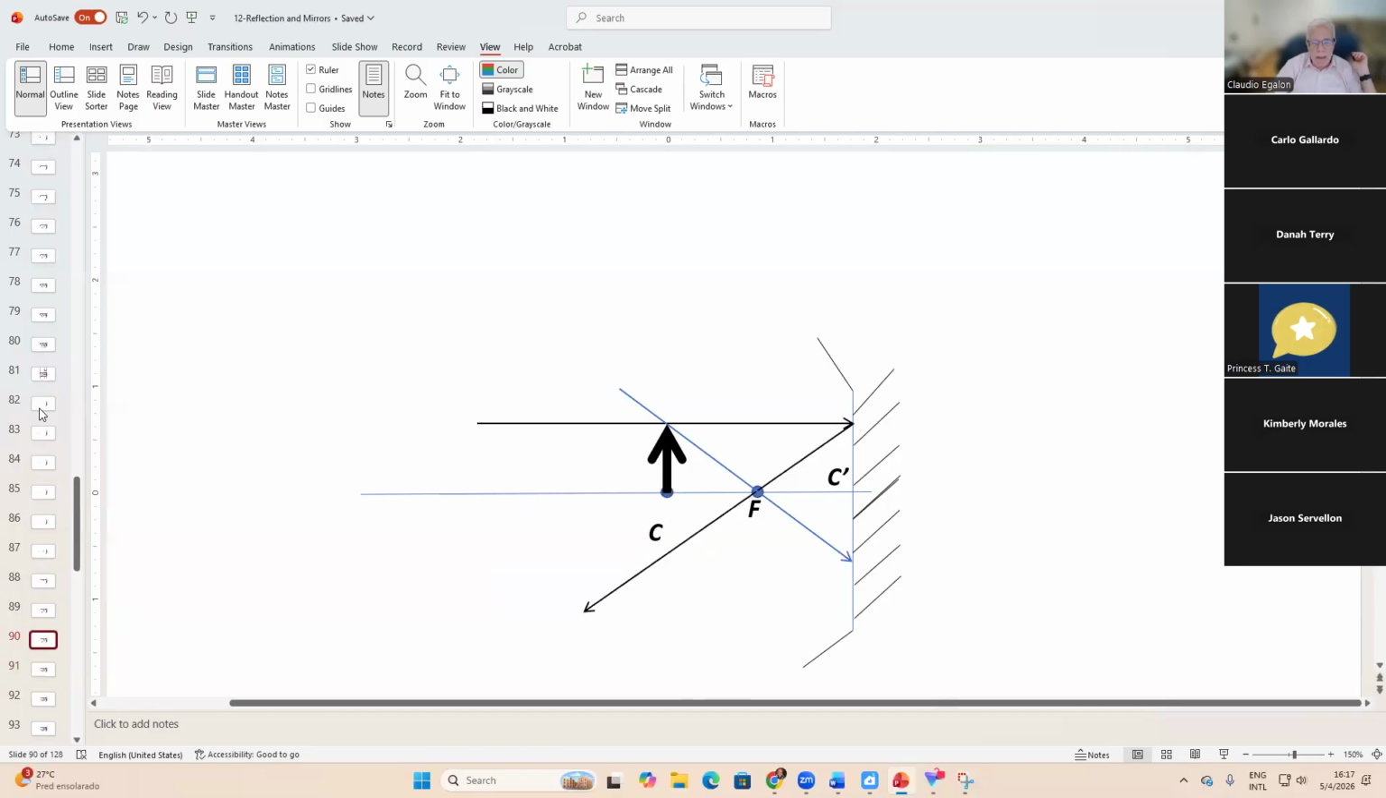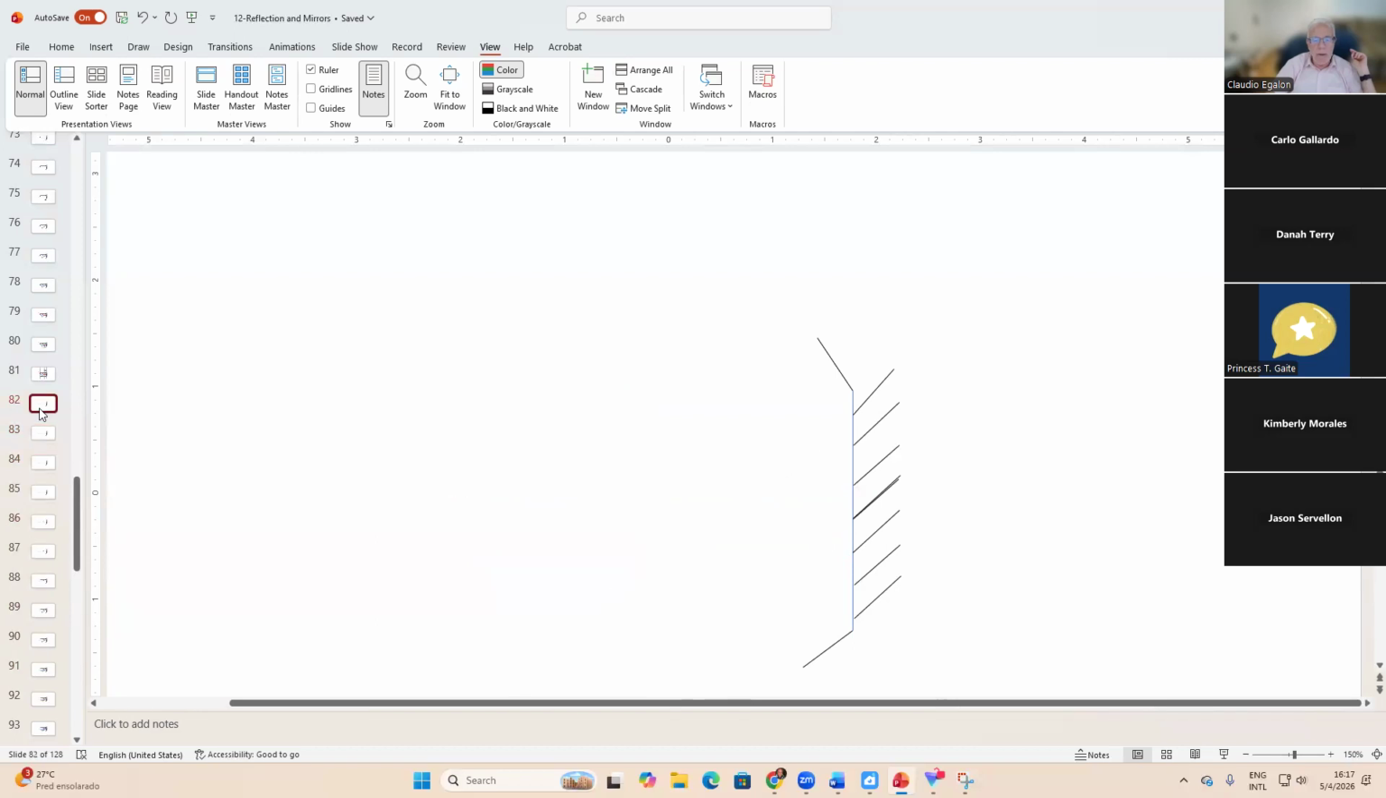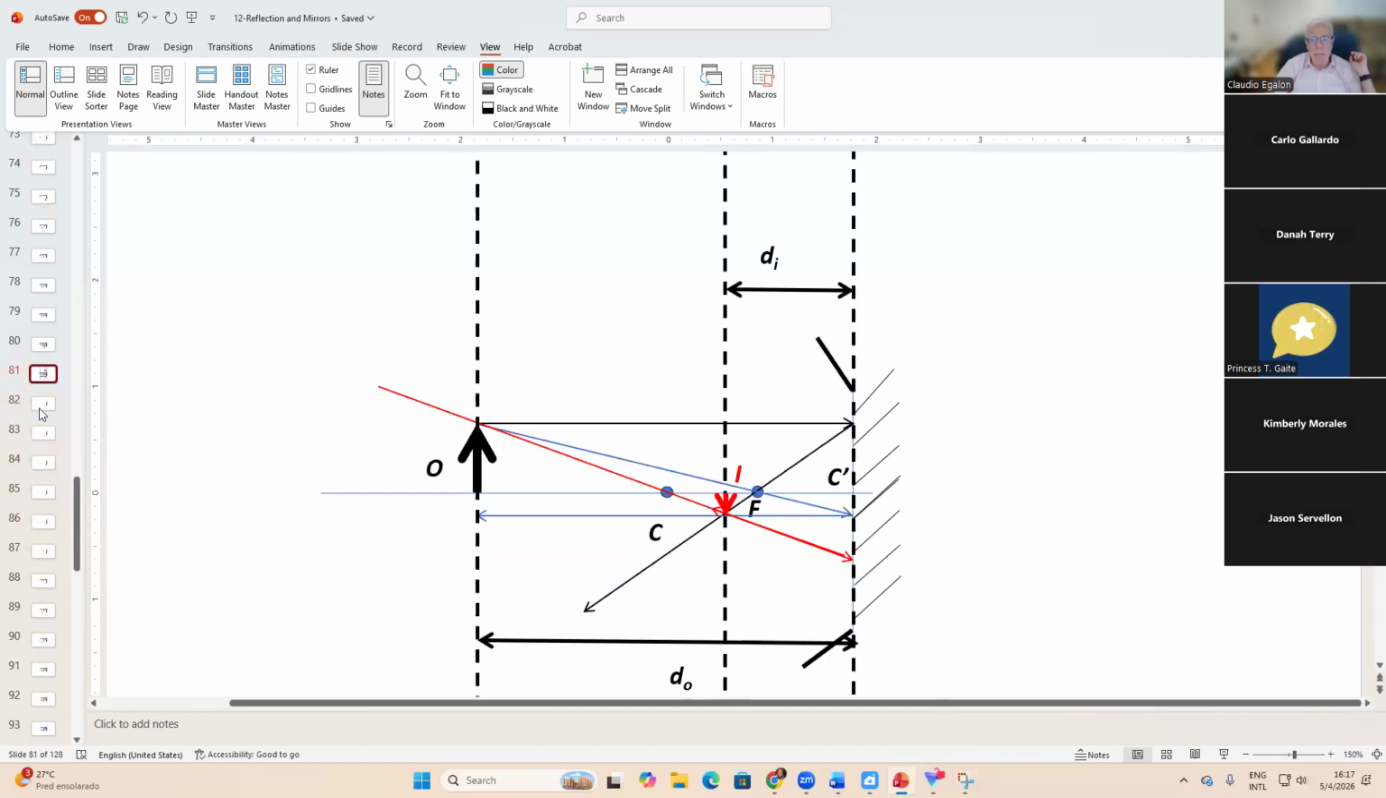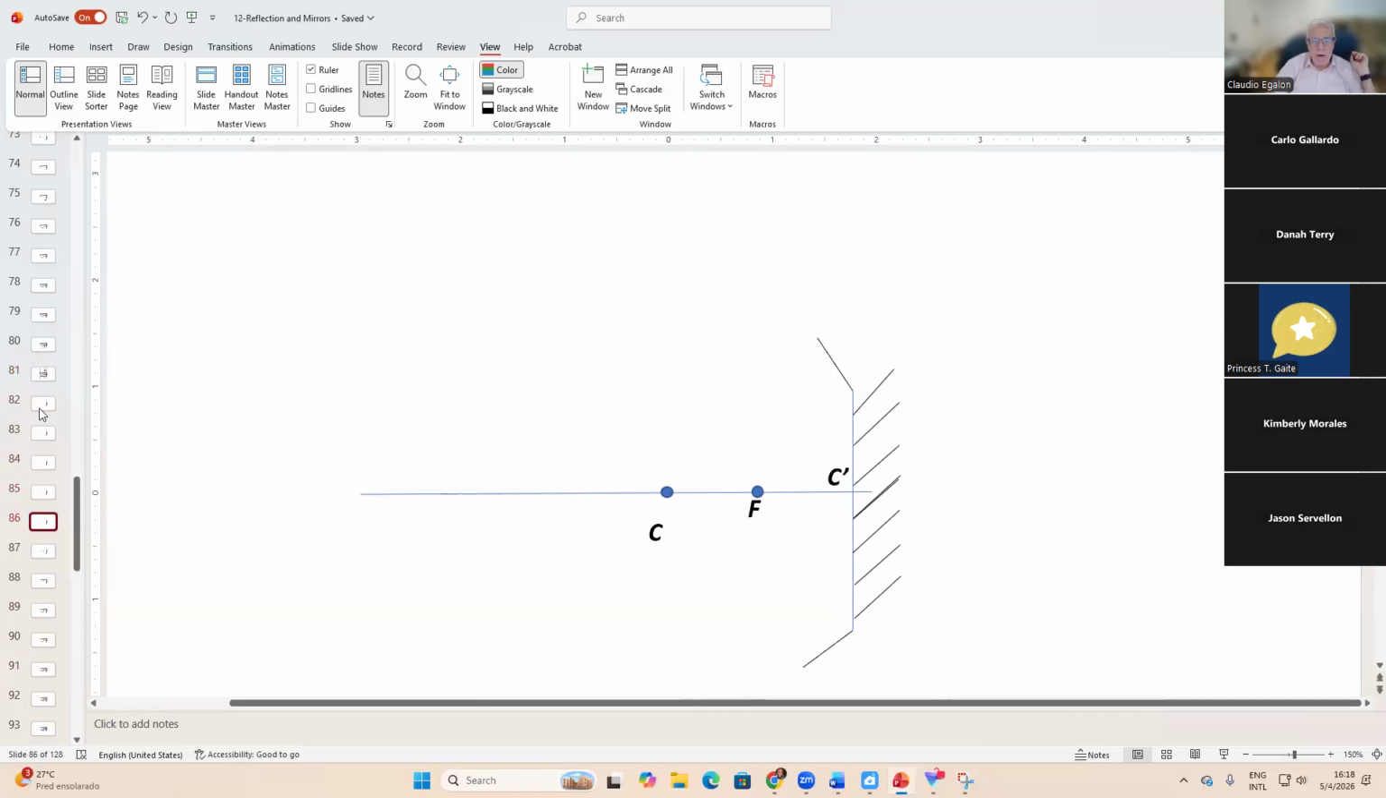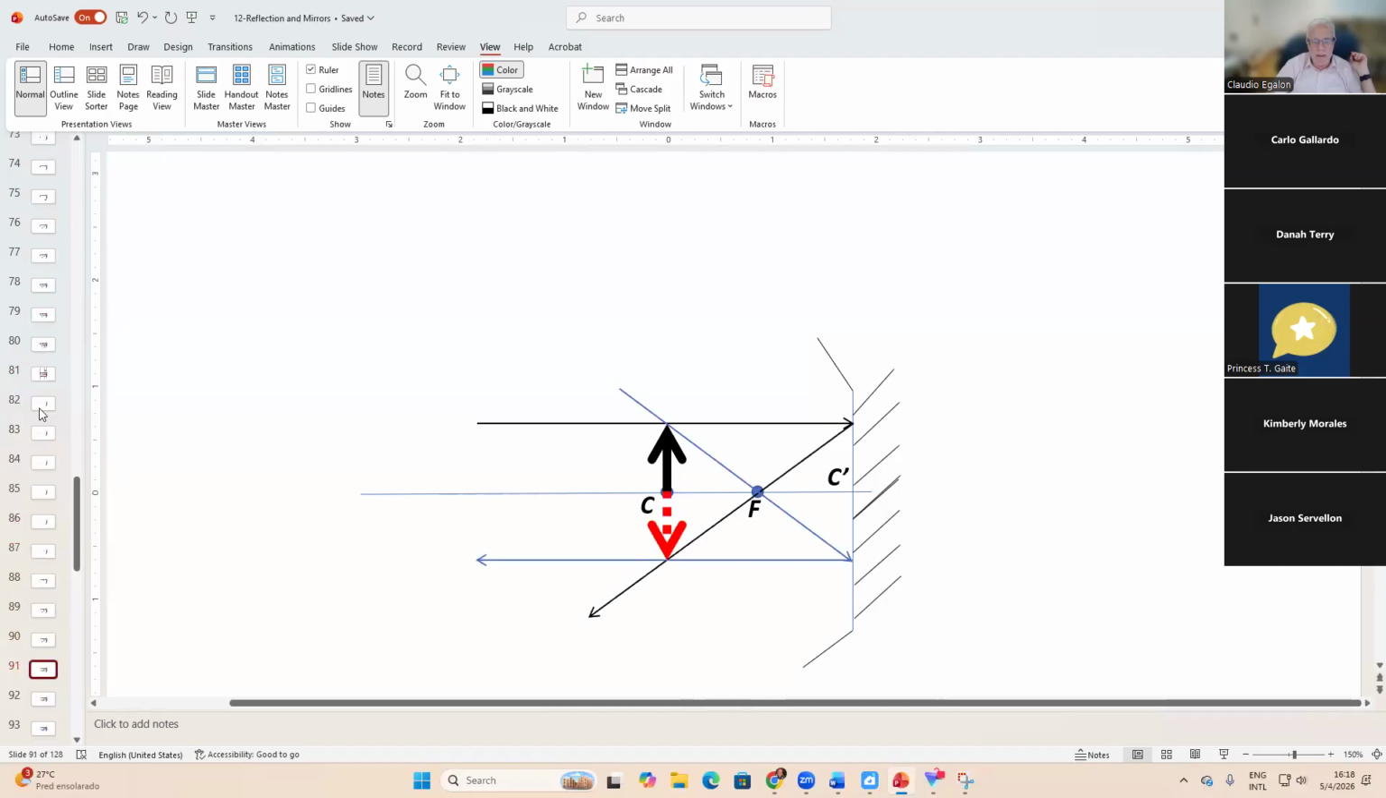Okay. And here we have the image formation. Again, it is inverted. In the previous image that you saw, the image was also inverted, but it was smaller than the object. We can prove that mathematically, okay? Here in this case, because the object is sitting exactly at the center of curvature, the image is going to have the same size as that of the object.